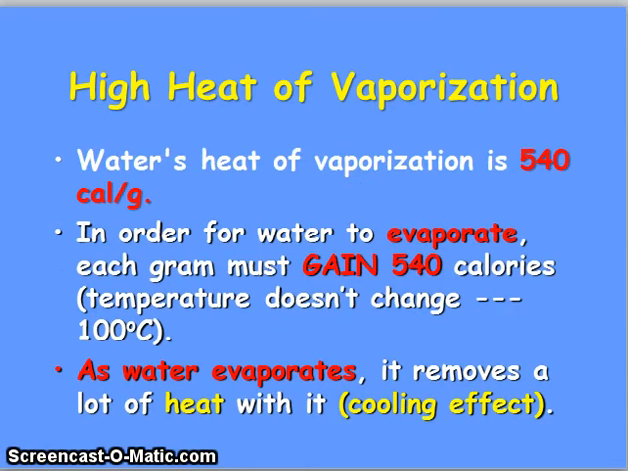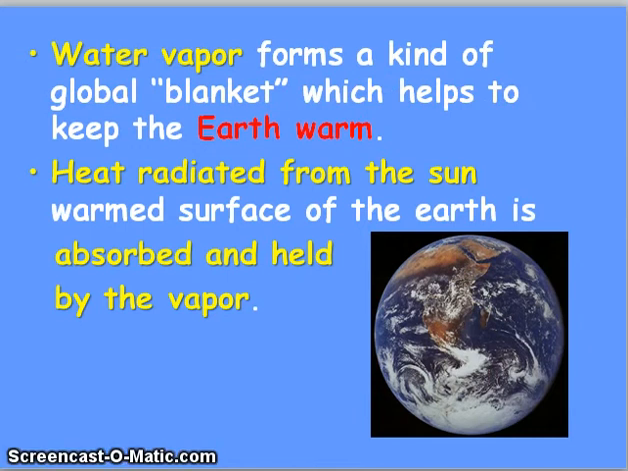High heat of vaporization, continued. Water's heat of vaporization is 540 calories per gram. In order for water to evaporate, each gram must gain 540 calories. When they figure out calories of food, they actually burn it, and then the amount of heat given off tells you the amount of calories that item has.